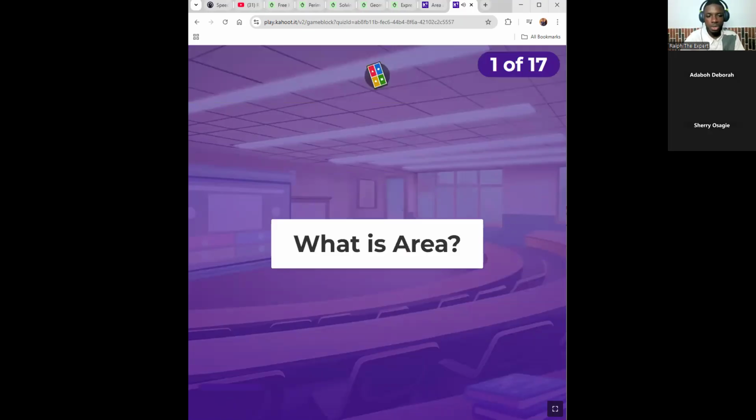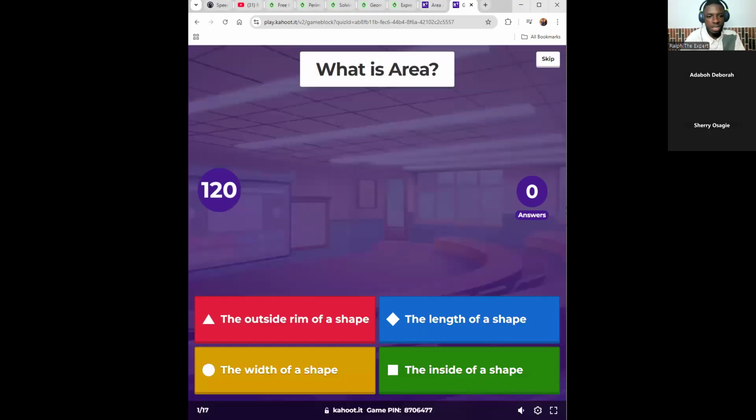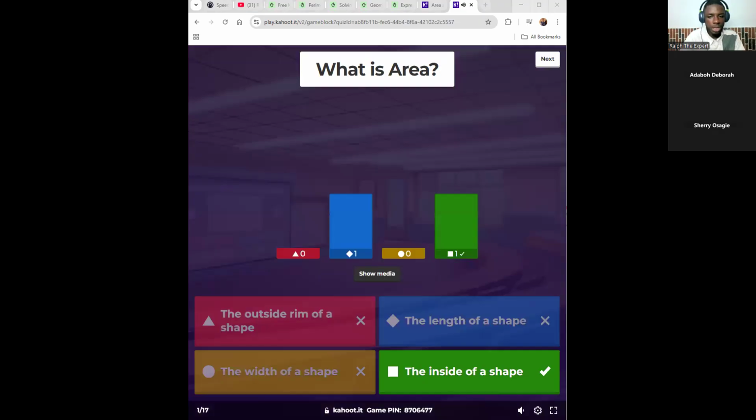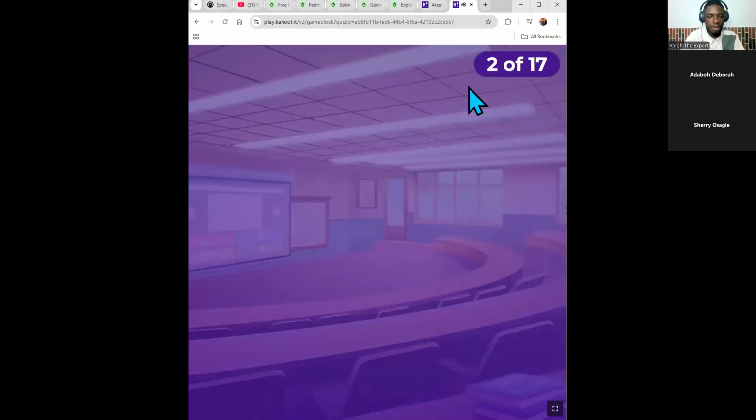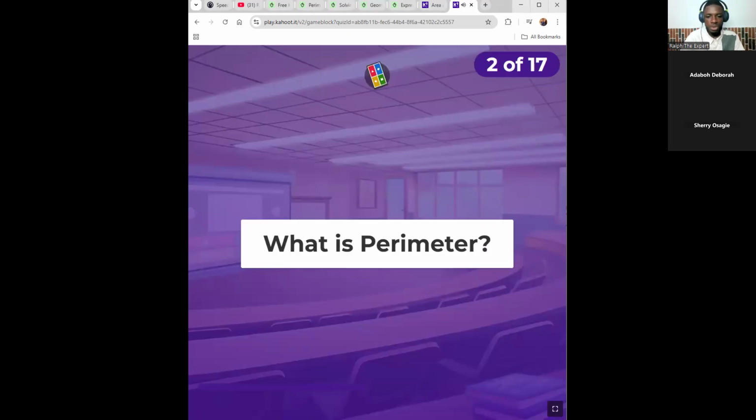Okay. So the question says, what is an area? You definitely see the question there and the answer. Okay. So the length of a shape you chose, what is that exactly? Isn't that the perimeter? Yes, it's the perimeter. So the length around a shape is the perimeter, but the inside of a shape is the area. Okay, the next question.